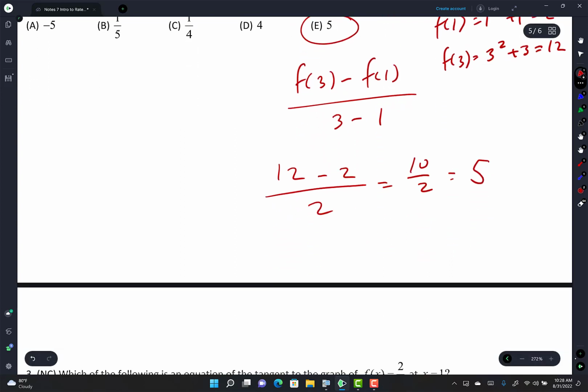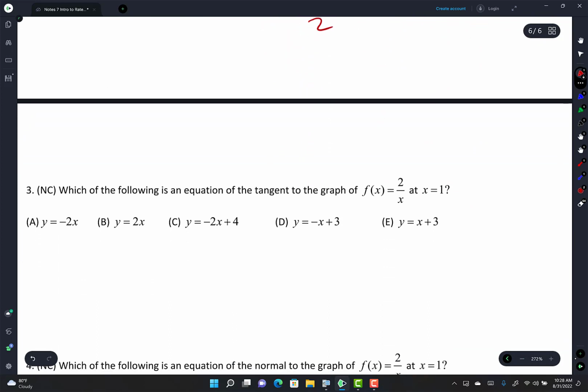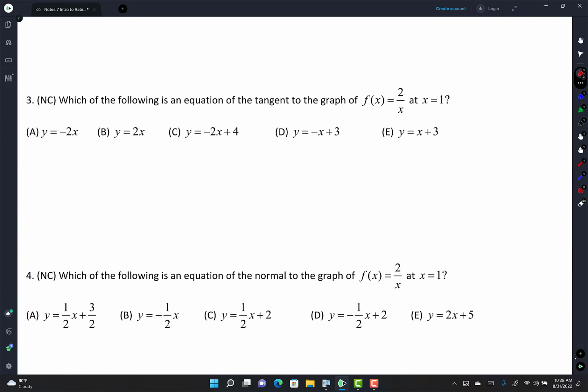All right. Here we go. Which of the following is an equation of the tangent to the graph of f of x equals 2 over x at x equals 1? So here we go. They want a tangent line. I need two things. What and what? A point and a slope. Do I have a point? Yes, I can get it. So x equals 1. F of 1 equals 2 divided by 1. So 2. So my point is 1 comma 2.